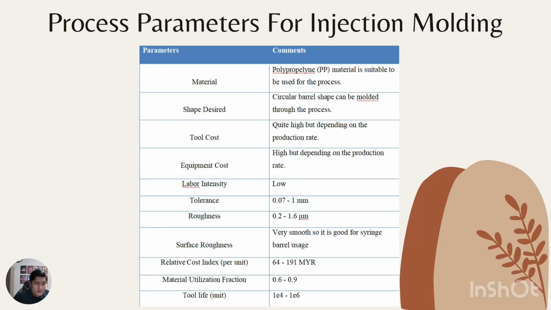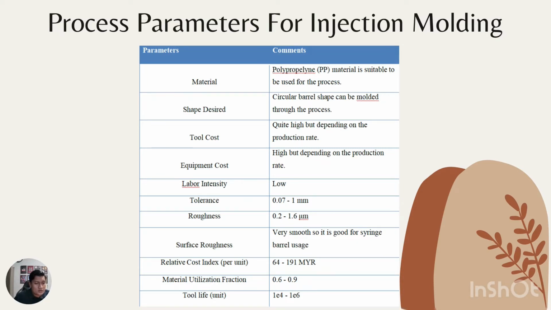So there are some process parameters for injection molding. The first one, we're going to look at the material. Our material used in this process is polypropylene, PP material, which is very suitable to be used for the process. This is because polypropylene material can be molded into the desired shape. A barrel shape is basically a circular shape and it can be molded through the process. So it fits the requirement for the injection molding process.